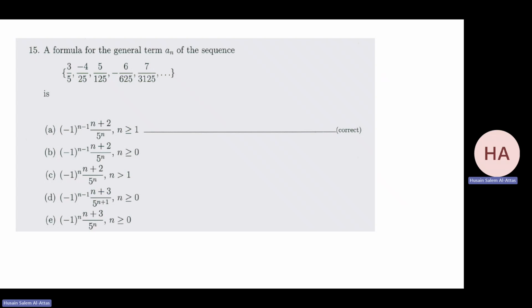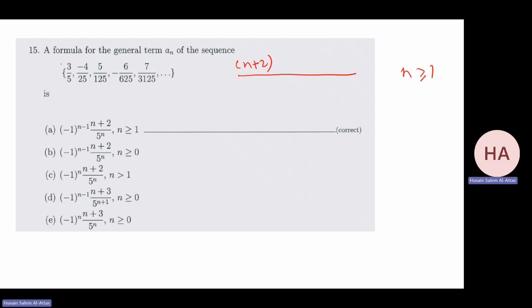Yeah, this one we need to write the formula. It's a question about the formula. Yeah, be careful here. What do I have in the numerator? I have 3, 4, 5, 6, 7. So it's very clear. It's starting from 1, n greater than or equal to 1. So it will be n plus 2.